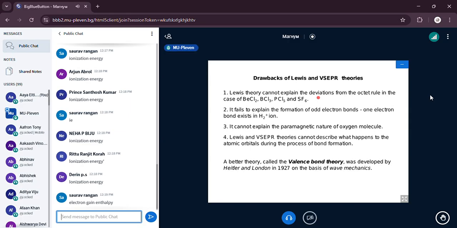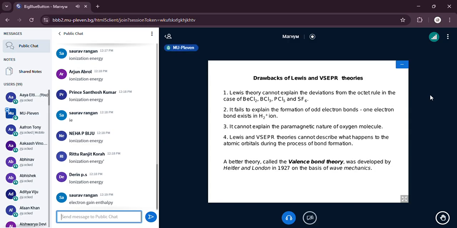Lewis' theory couldn't explain the existence of a bond with one electron only. It is proved that such a molecular species, H2 plus, exists. Also, this theory couldn't explain the paramagnetic properties of the oxygen molecule.